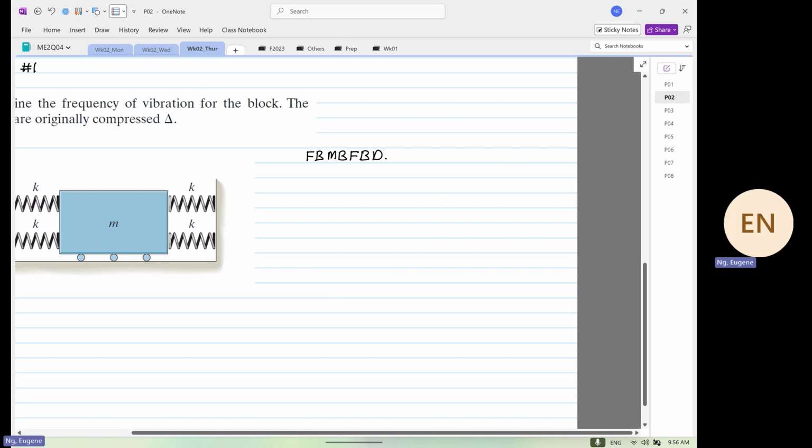What does this mean? Freaking big multi-body free body diagram. Are we clear? Okay. Crazy, Mark.